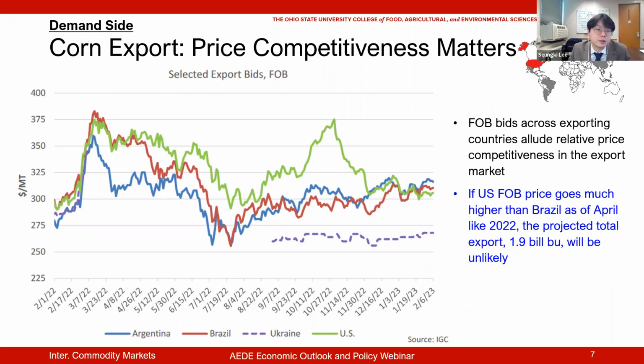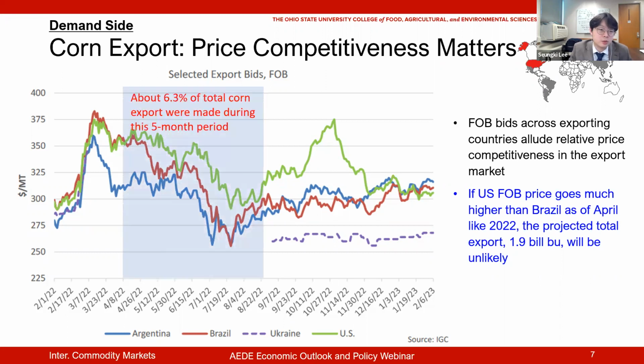this is some selected export bids, basically showing the top 4 corn exporters' port bids. So the green line is indicating the corn bids of the US, red is Brazil, and blue is Argentina. And throughout the season, for most of the time, as we can see, US corn was a bit more expensive than other countries. So that means we are not having very high price competitiveness. Actually, we lost some price competitiveness because of our domestic issues.